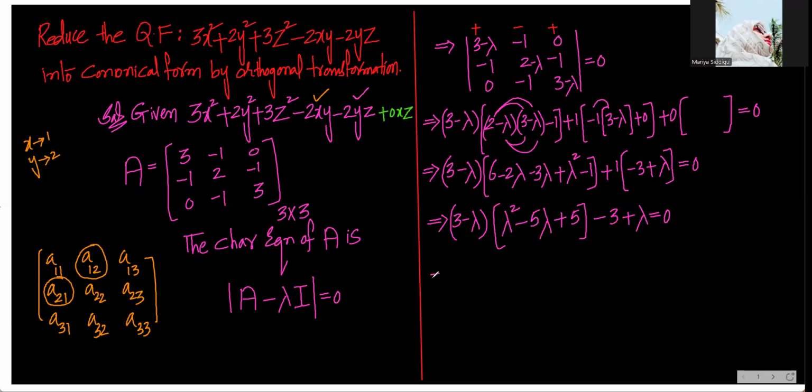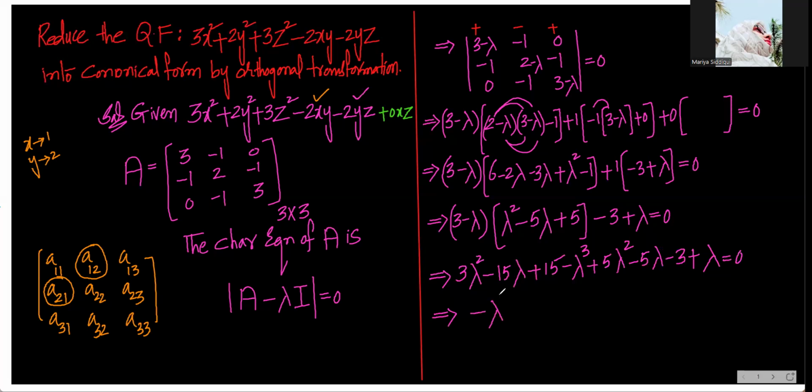This 3 should multiply with every term of this bracket, which will give you 3 lambda square minus 15 lambda plus 5 times 3 is 15. And then we have minus lambda cube, minus into minus plus 5 lambda square, minus 5 lambda, plus minus 3. You have to be very patient when you're solving this. If you make a single minus plus mistake, the whole answer will go.